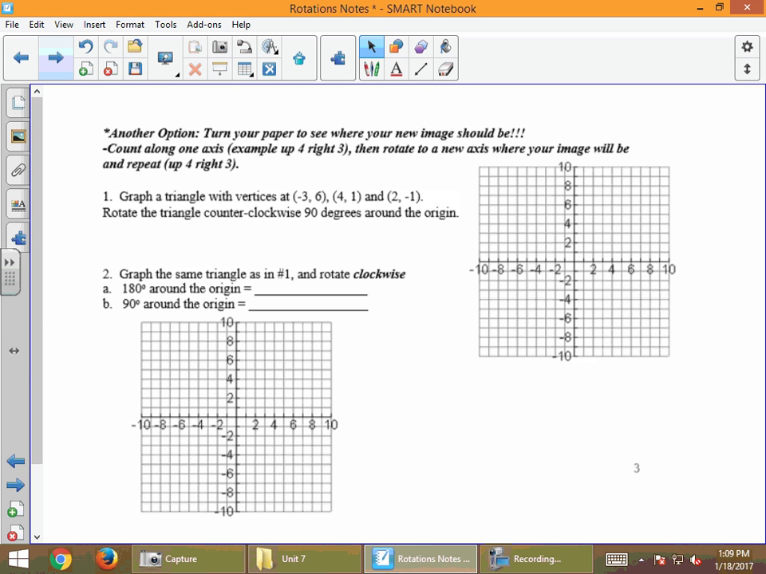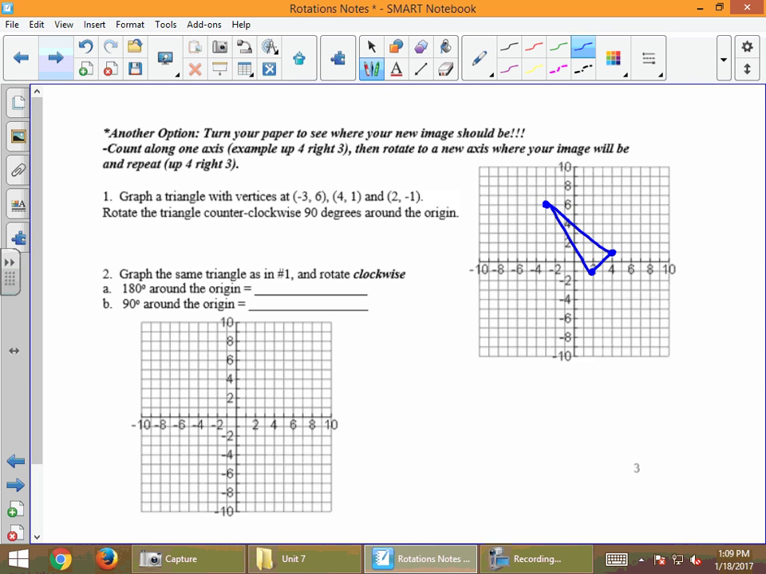All right, so let's try this first one out here. We're going to grab the triangle on those vertices right there. And then we're going to rotate counterclockwise 90 degrees about the origin. Well, first things first, let's do what we've been doing. Let's grab these points. (-3, 6), (4, 1), and then (2, -1). There we go, that's better. There's my triangle.